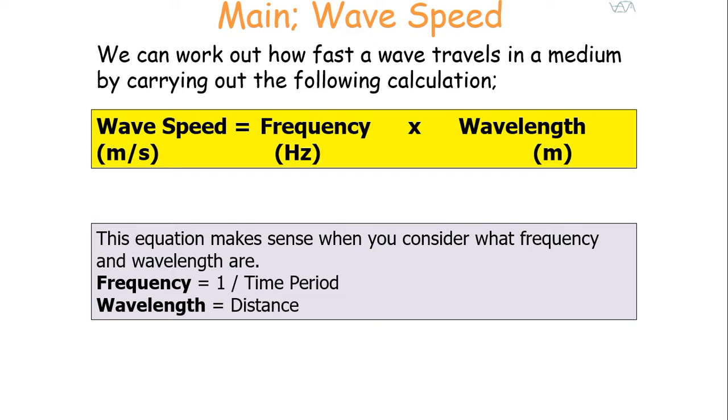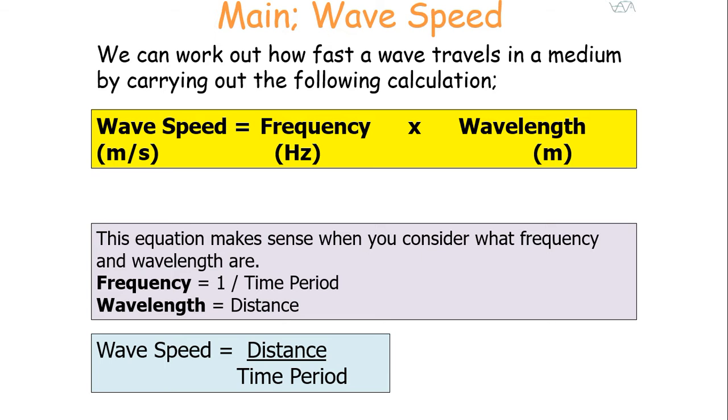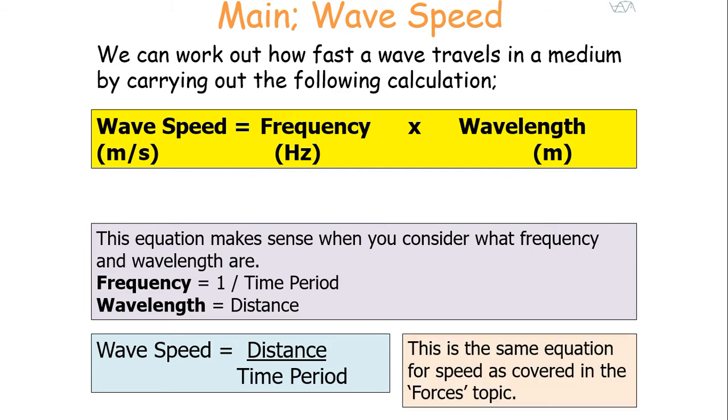Another way you can think about it is think about the equations that work out these values. So frequency is 1 over time period, wavelength is equal to distance, so wave speed is therefore 1 over time period times by distance. So therefore wave speed is going to be equal to distance divided by time. And what do we know? Well, that's the same equation for speed is covered in the forces topic. Speed equals distance over time. So it's actually just another way to write out that particular equation.